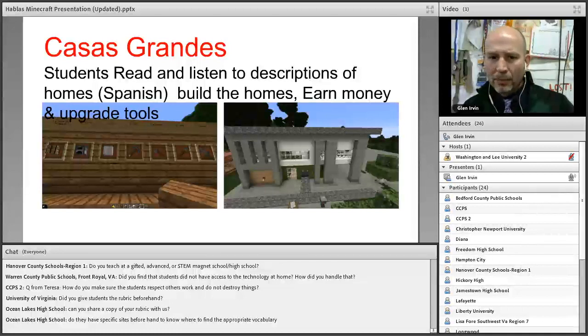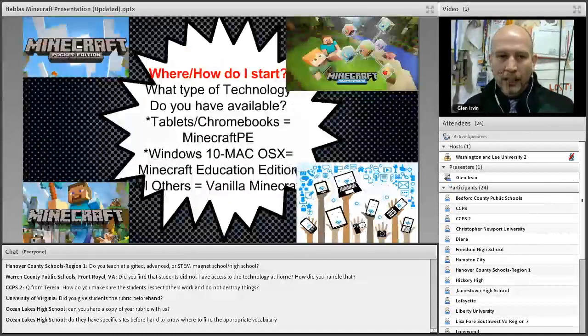As far as inside of Minecraft, most of the stuff was, students helped me to create these types of things. But they built the homes, they earned money, and they were able to upgrade their tools. So it was very, very game-like there too.